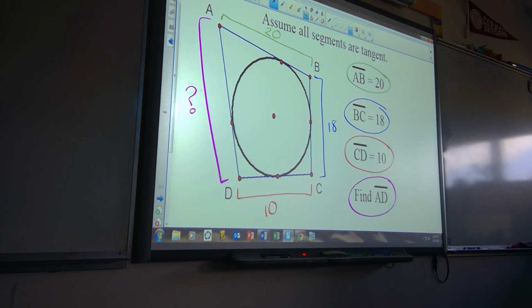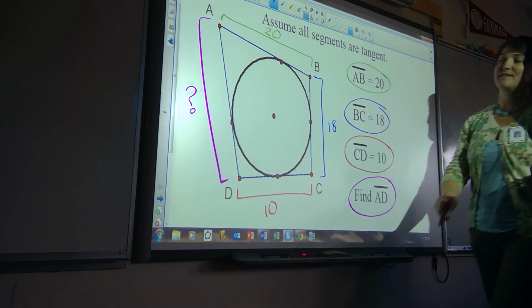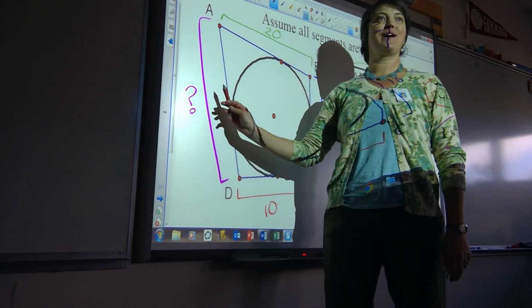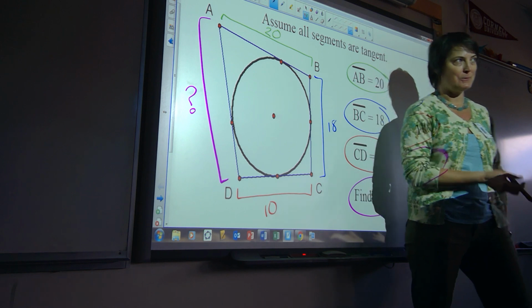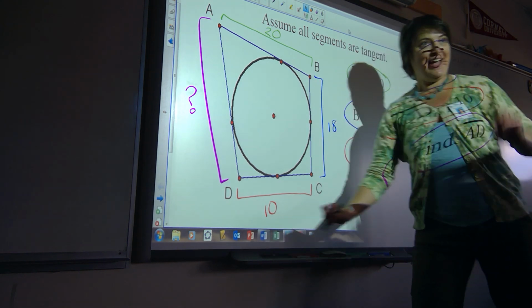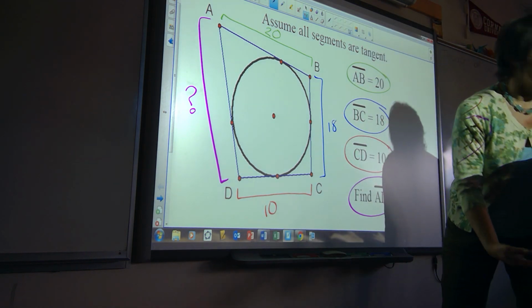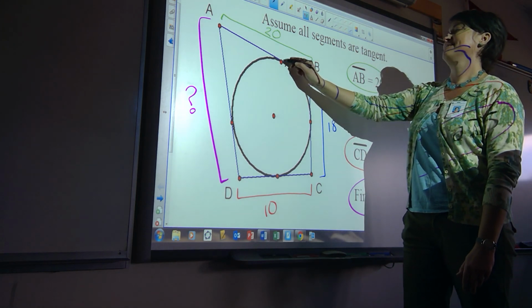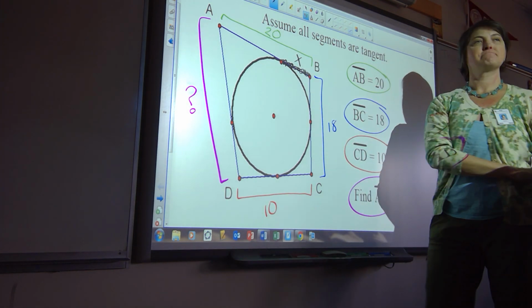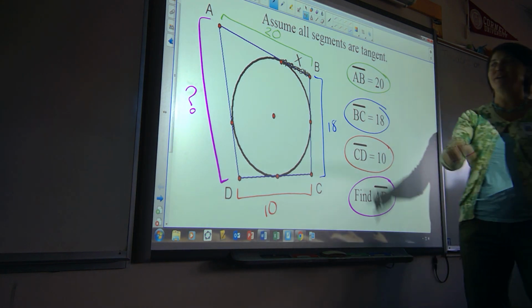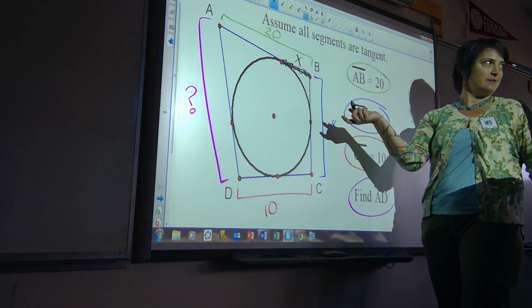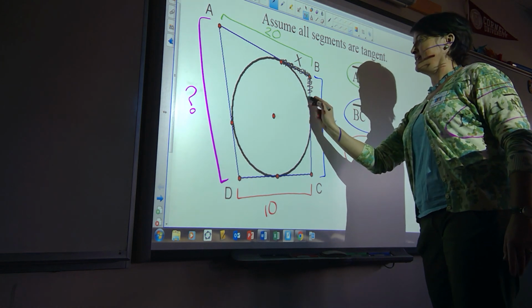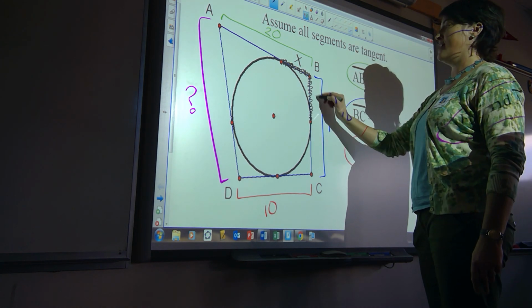I think it might be faster if instead of putting the variable near the question mark, actually put it on the opposite side of the circle. What? And then walk both ways around the circle. Okay, so how about this? Why don't we start right here? And we're just gonna call that X. Okay, and if that's X, isn't there something else that's X? Right, this piece right here is also X.